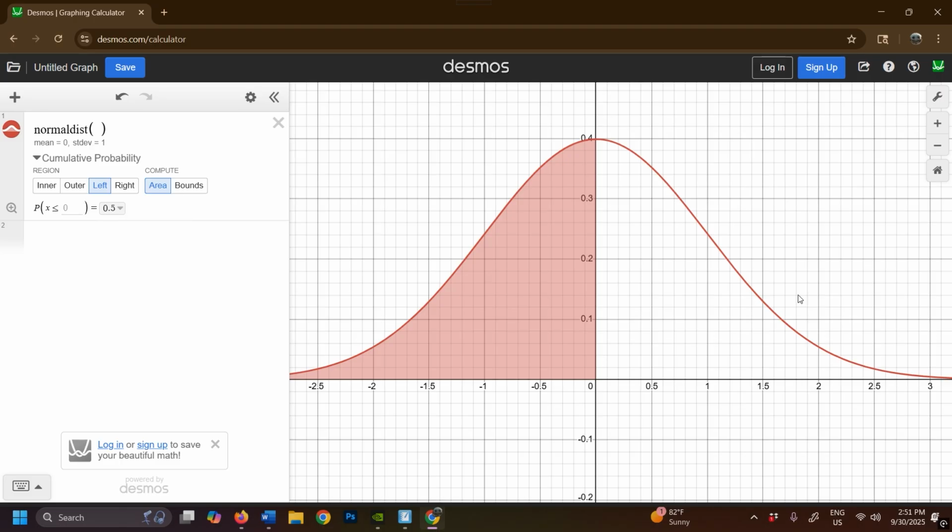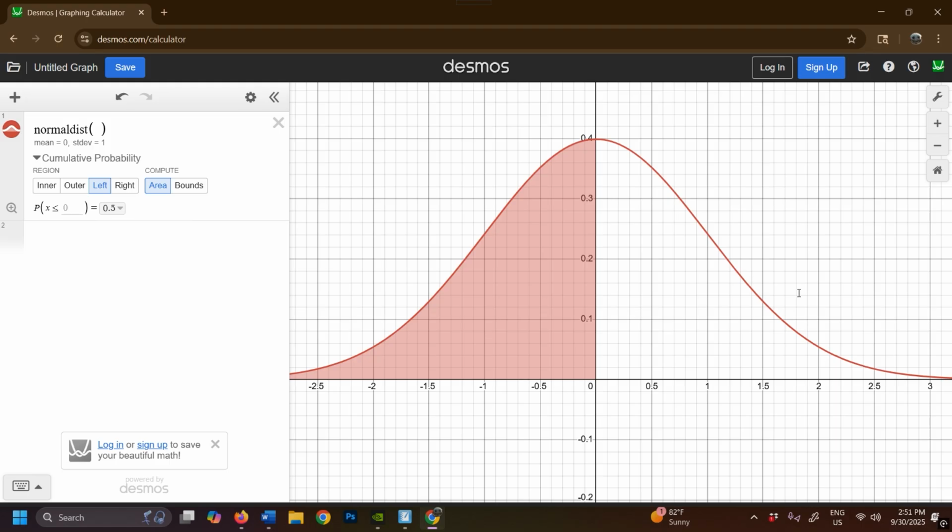Now the good news is that Desmos, with its updated cumulative distribution function, allows you to actually change it to do left, right, and then a region between two values. So here it's basically saying probability. Probability and area in this case are essentially synonymous because the probability under the standard curve is once again 1.